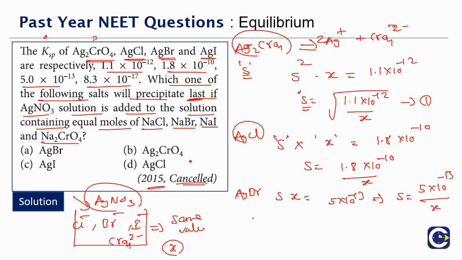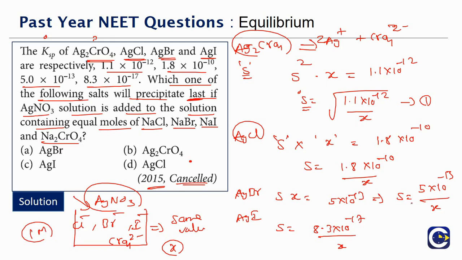Now when it comes to the last one, which is AgI, we'll have a similar relation. Here also the value of S will be the Ksp value, 8.3 into 10 power minus 17 by X. Now they are asking which of them will precipitate last. See here, we are not keeping a value for X. Let's say X is equal to 1, the concentration of all the ions is 1 molar. If we keep X equal to 1, the S value where the precipitation starts for AgI is 8.3 into 10 power minus 17.